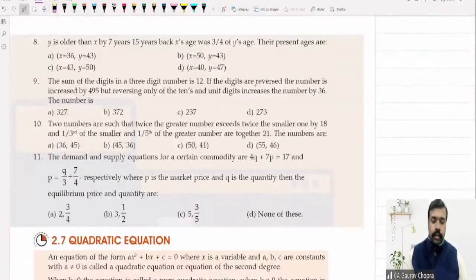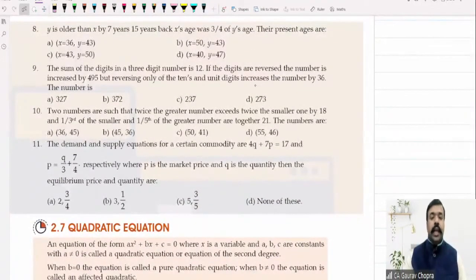Okay. So now let's move towards question number 8. Y is older than X by 7 years. That means Y is the big one and X is the younger one, by 7 years. 15 years back, X's age was 3/4 of Y's age. Now their present ages are? So there are 2 conditions. The first one is Y is elder than X by 7 years. So accordingly, we can choose the option.